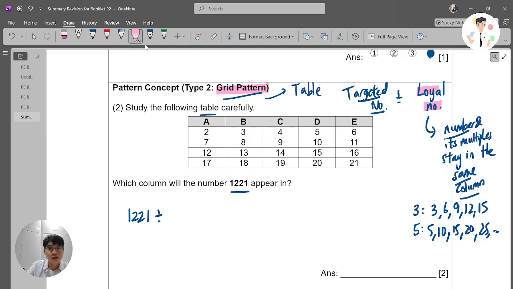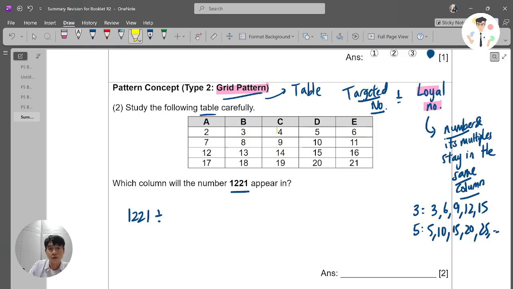Now, let's try to check. Is 2 the loyal number? You see, 2, 4, 6, 8. Now, the number 2 is definitely not, because all the multiples are going anywhere. No, they must be loyal. They must stay at the same column. Okay? Now, how about 3? 3, 6, 9. I mean, definitely not, right? Because it's going to different places already. How about 4?